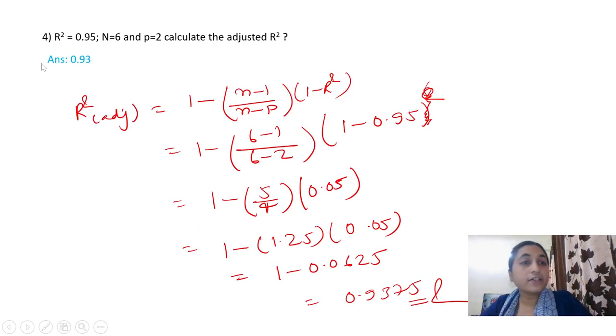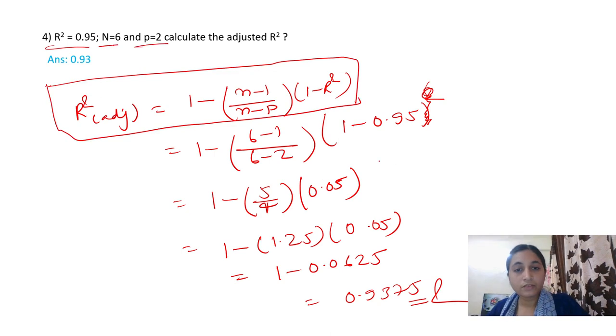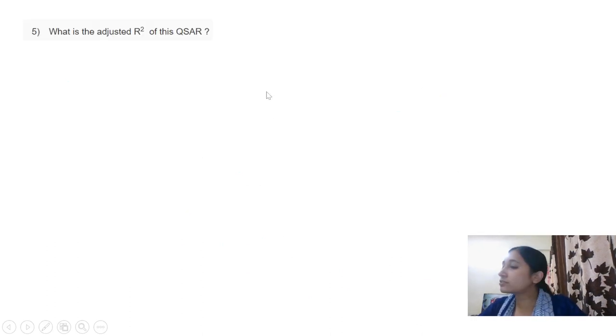Now question number 4. In question number 4, the R square is given here as 0.95, N equal to 6 and P equal to 2. Calculate the adjusted R square. So adjusted R square equal to 1 minus N minus 1 upon N minus P into 1 minus R square. We will simply put the values of R square, N and P in this equation. When you solve it, it will come 0.9375. And this question is incomplete, so don't consider or solve it.